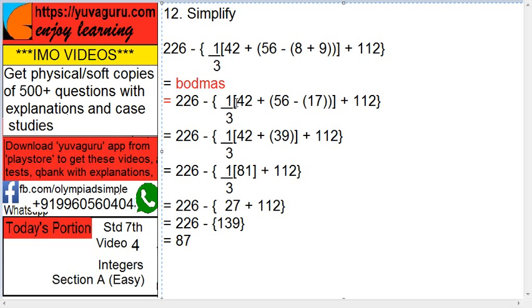Outside. Do not go from outside to inside while solving the brackets.